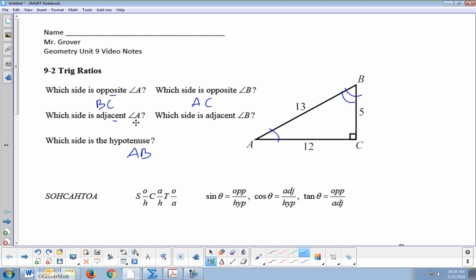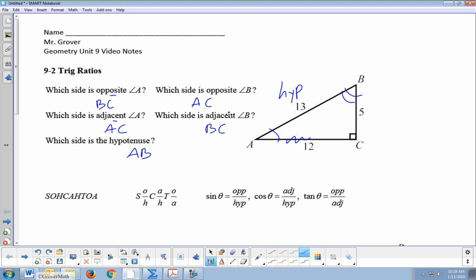Adjacent to angle A. Now, adjacent means basically next to. But adjacent to angle A, there are two sides next to it. This side is adjacent to angle A, and this side is adjacent to angle A. But when we're referring to adjacent, we're not talking about the hypotenuse. The hypotenuse is called the hypotenuse. The legs we refer to as either opposite or adjacent. And for angle A, AC is not opposite, AC is adjacent. And adjacent to B is BC.